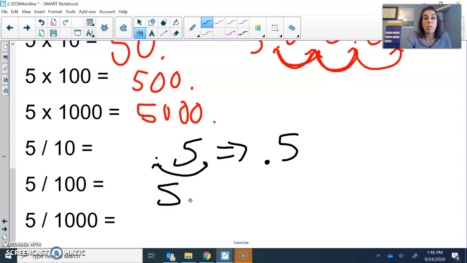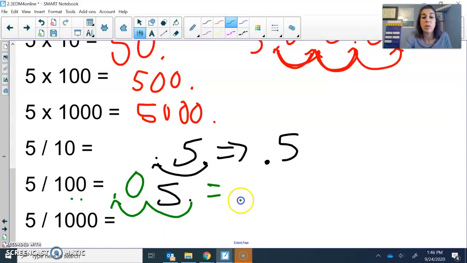5 divided by 100, how many zeros are in 100? 1, 2. So I am going to move that decimal place 2 places to the left. Now look, I have an empty loop right here. 0 makes a great placeholder. So I'm going to put a 0 here to fill that empty loop. And guess what? 5 divided by 100 is 5/100ths.